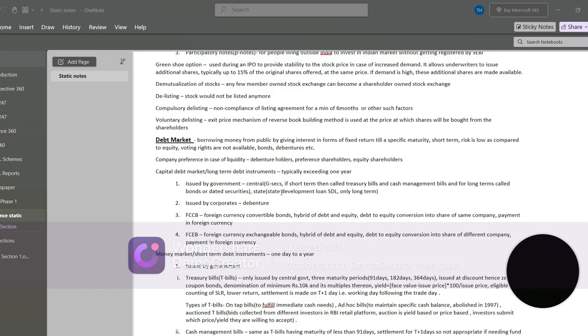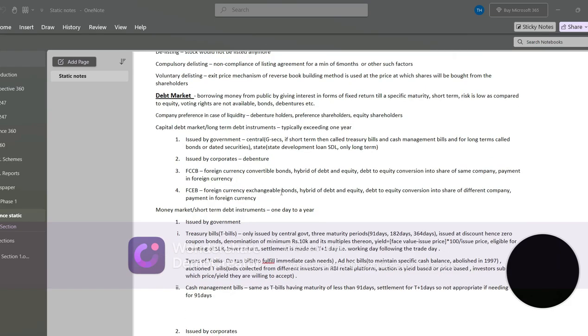Hello everyone. Today I'm going to teach about debt market. So basically, our financial market has three parts. First is capital market, second is money market, third is forex market.